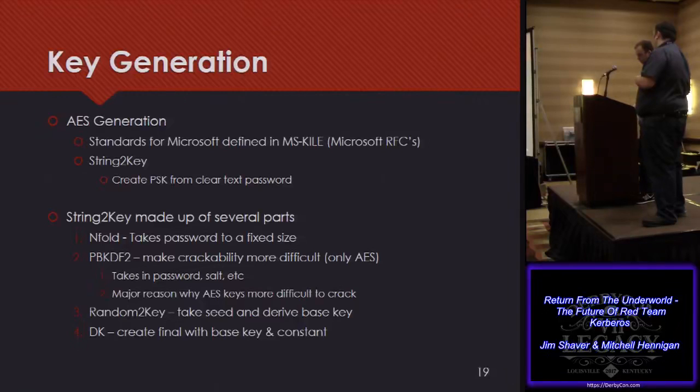And then the last 2 parts here, the random to key is going to take that previous key, take a seed, and make another key. And then the derived key right at the end is going to take that key and actually take a constant, and then again, we'll make that final key once more.